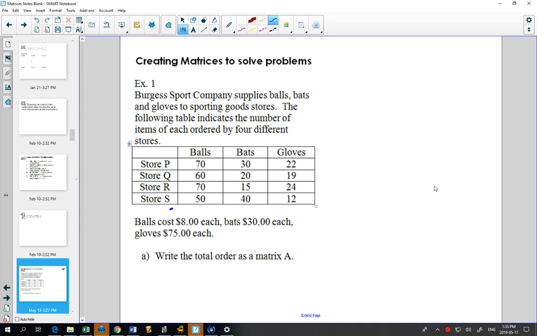No? Okay. So we want to write the total order as a matrix. If I was cheating on the board here, I'd just put square brackets and say I'm done. But if I actually wanted to write it out, I'd put square brackets and write the numbers 70, 60, 50, 70 again, 50, 30, 20, 15, 40, and 22, 19, 24, 12.